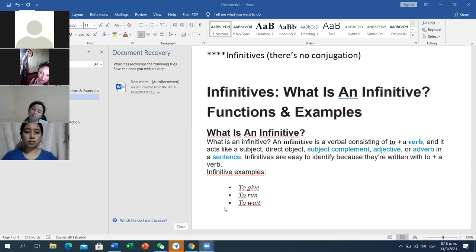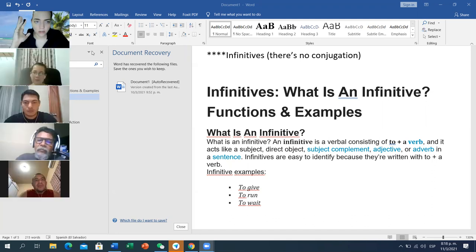Omita esa parte. But it says, infinitives are easy to identify. Son fáciles de identificar. Why? Because they are written with to plus a verb. Que esto, por lo tanto, es esencial. Es algo crucial que siempre para los infinitivos van a ser to plus a verb. Okay? Infinitive examples. To give. To run. To wait.